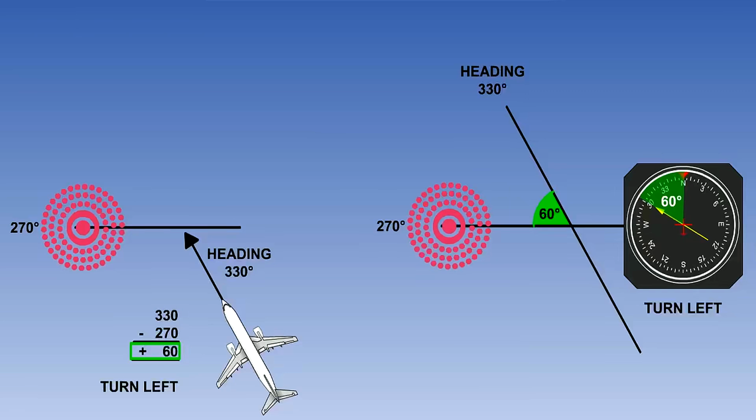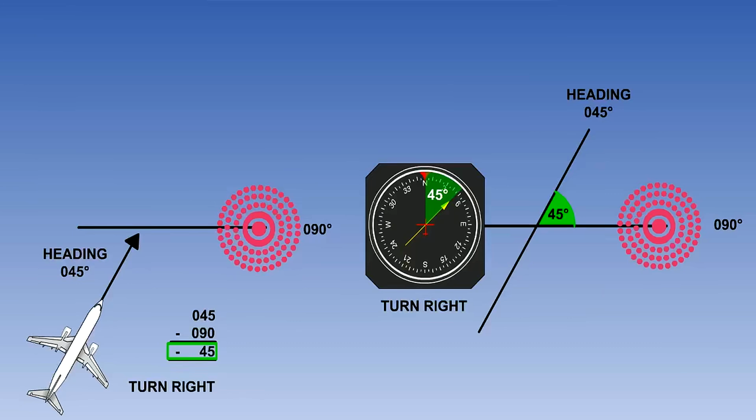Your heading is 330 degrees, and you are to intercept a radial of 270 degrees. Deduct 270 from 330, which is plus 60. Turn left when the needle is 60 degrees left of the top. If your heading now is 045 degrees and you are to intercept 090 degrees radial, deduct 090 from 045, which gives minus 45. So, turn right when the needle is 45 degrees from the top of the dial.